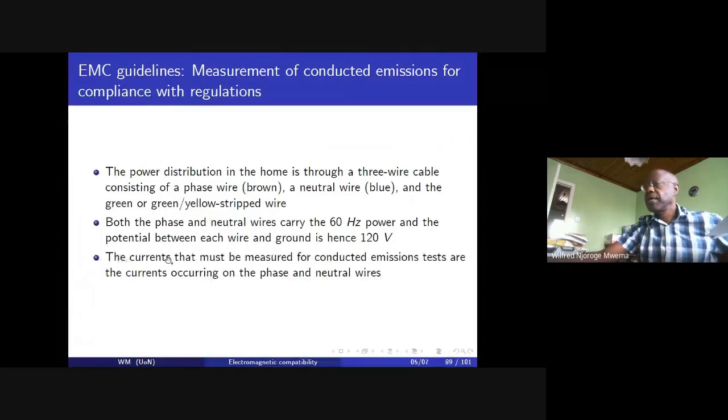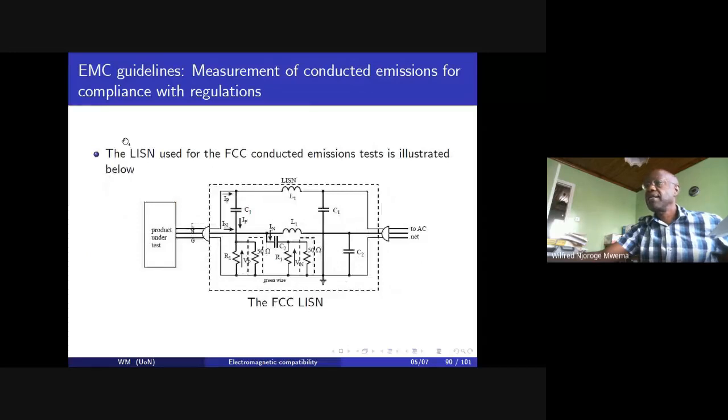The currents that must be measured for conducted emission tests are the currents that will be occurring in the phase and neutral wires. And the LISN that is used by the FCC conducted emissions test will be as illustrated below. So we have the product and the test. We have the line, neutral, and ground going into the LISN. Then we have the phase wire going up with a choke, and the neutral wire going in with its own choke, and therefore we are using that value.